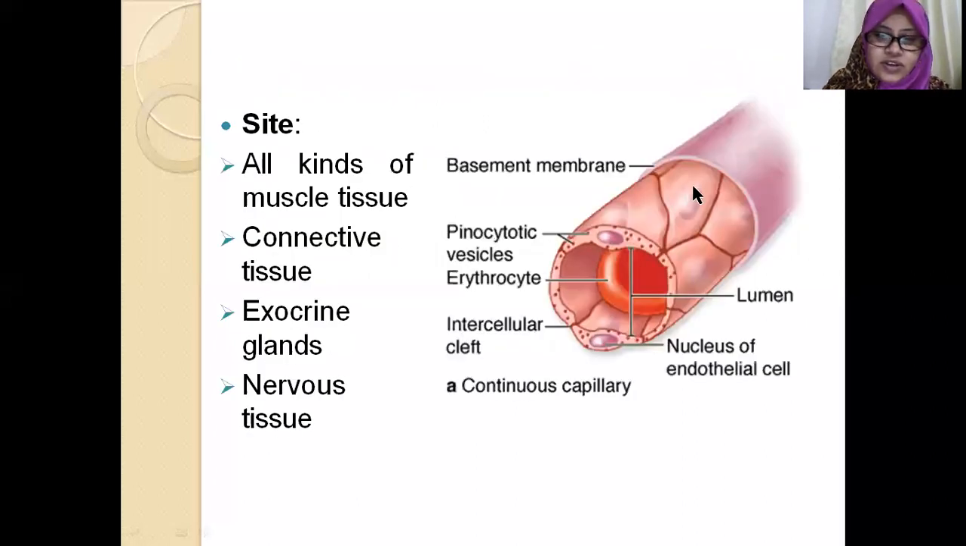This is a figure of a continuous capillary where we can see these are cells and this is the nucleus, and these endothelial cells are continuous and contain pinocytic vesicles, and their basement membrane is also continuous. This continuous type of capillary we can find in all kinds of muscle tissue, connective tissue, exocrine glands, and in the nervous tissue.